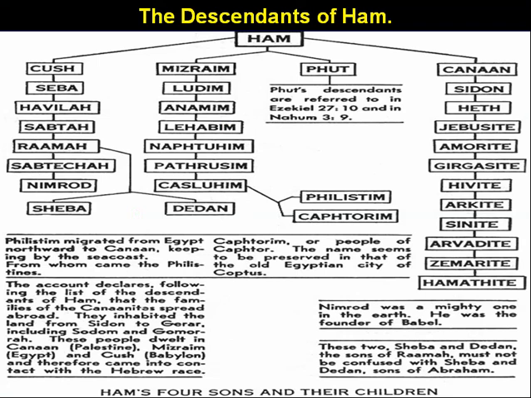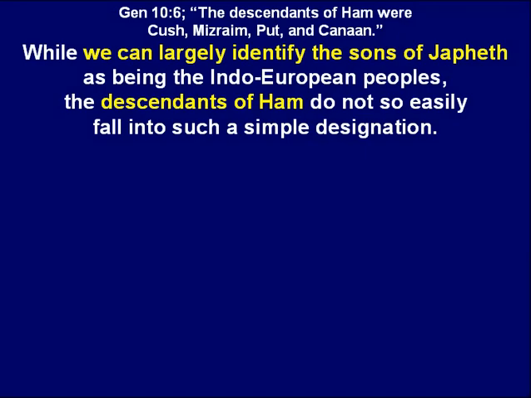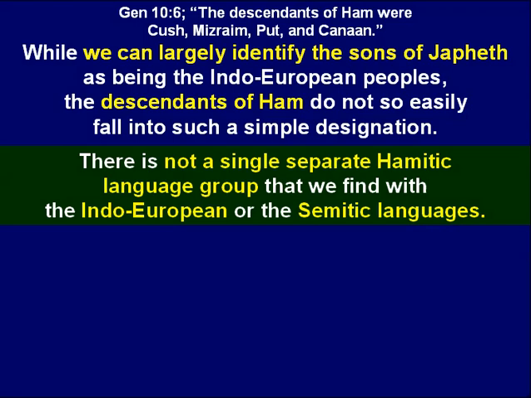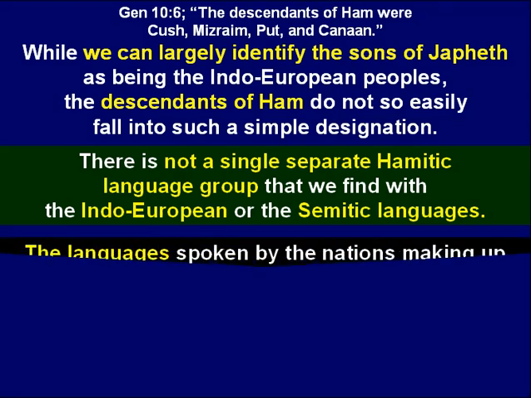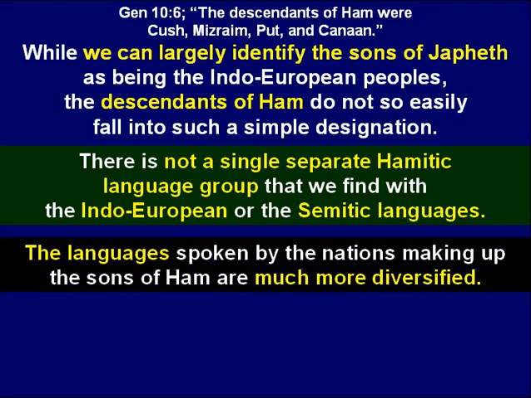Picture of descendants of Ham. While we can largely identify the sons of Japheth as being Indo-European peoples, the descendants of Ham do not so easily fall into such a simple designation. There is not a single separate Hamitic language group that we find with the Indo-European or the Semitic languages. The languages spoken by the nations making up the sons of Ham are far more diversified.